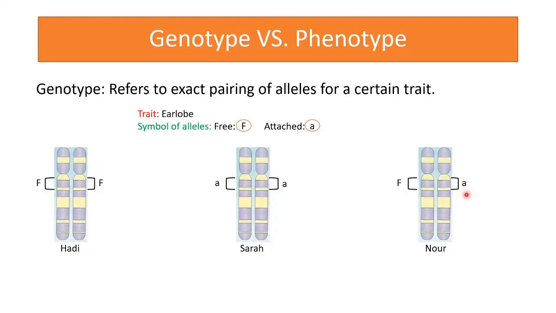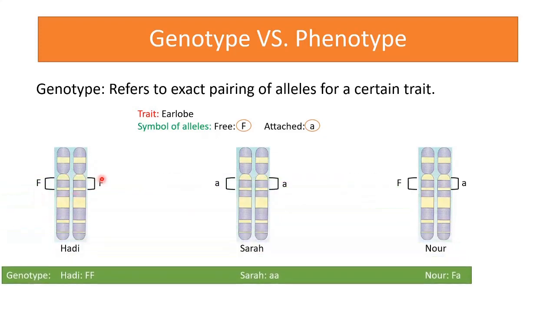So how to determine the genotype of Hadi, of Sarah, and of Noor? This is a question which is going to be asked. Since Hadi has two F alleles, his genotype is going to be FF. Sarah is going to have the genotype small a small a, whereas Noor is going to have two alleles, F and A, as genotype. So pay attention again, focus on this point, that genotype is always represented by two letters. These two letters may be the same, or they may be different. Okay, this is about genotype.